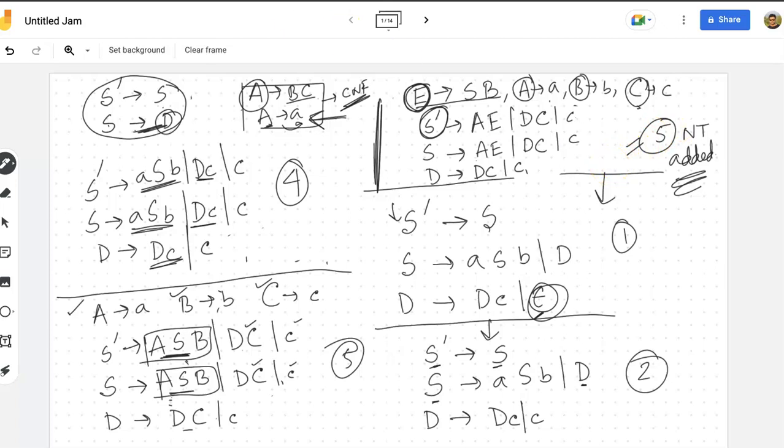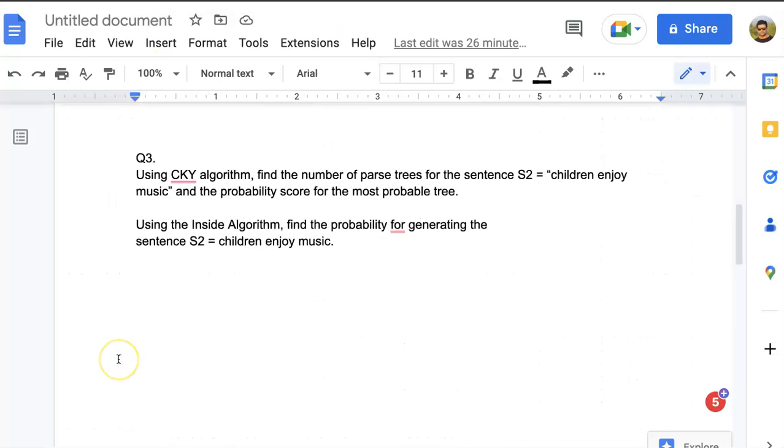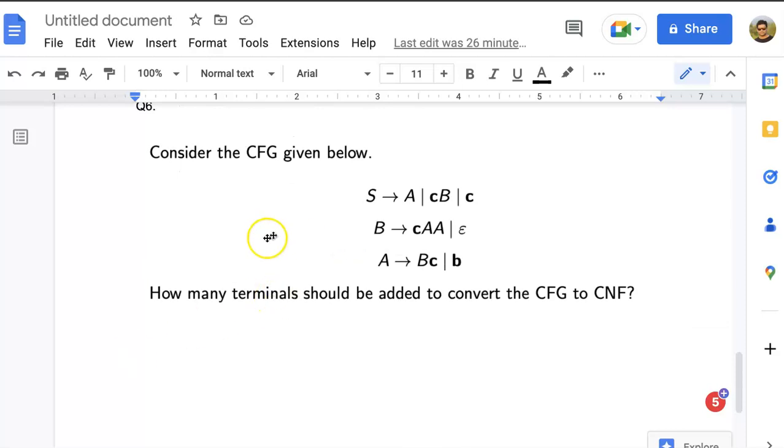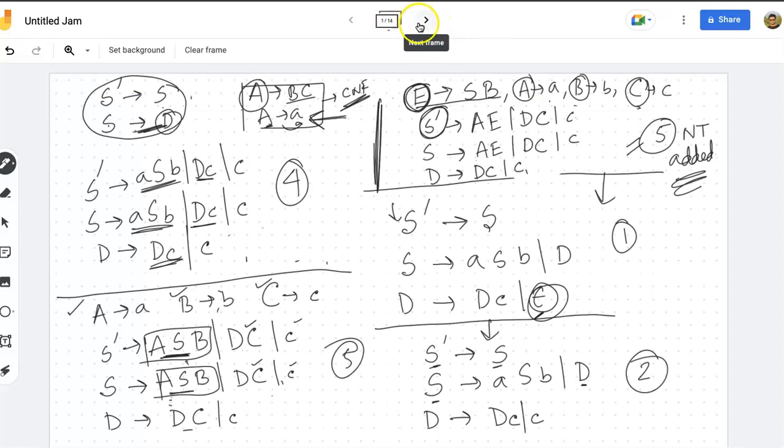I have seen another question similar to this. The CFG is given, and they are asking how many terms. This question is wrong: it is how many non-terminals should be added to convert the CFG to CNF. So this should be non-terminal, not terminal. You can try it here. Let's check what the answer is. It will be a good exercise.